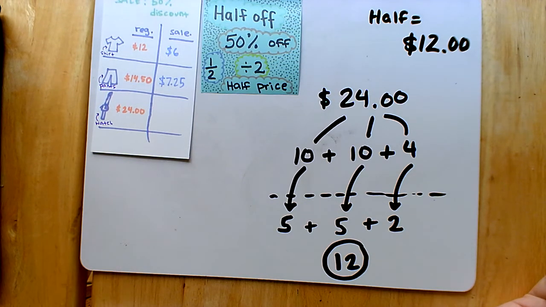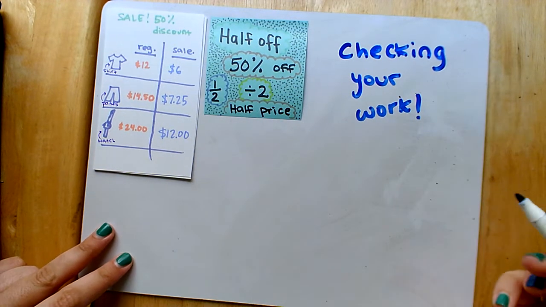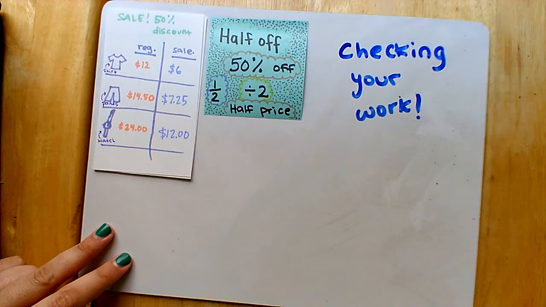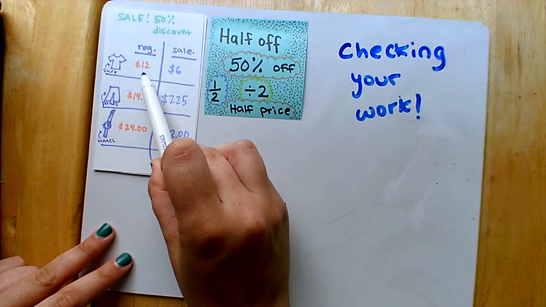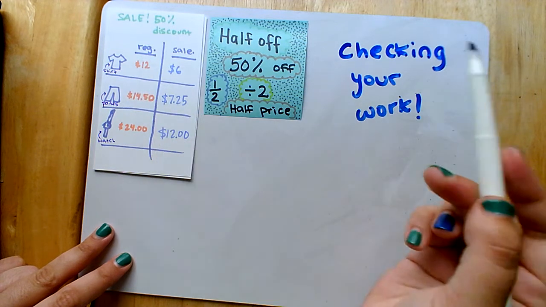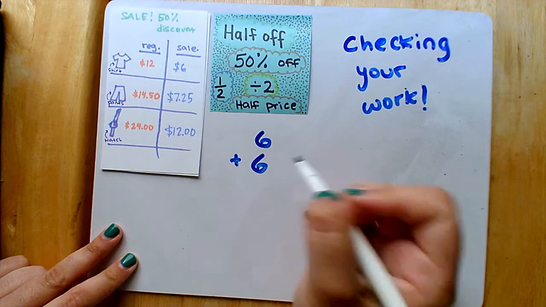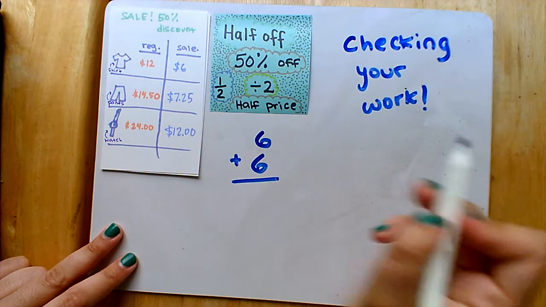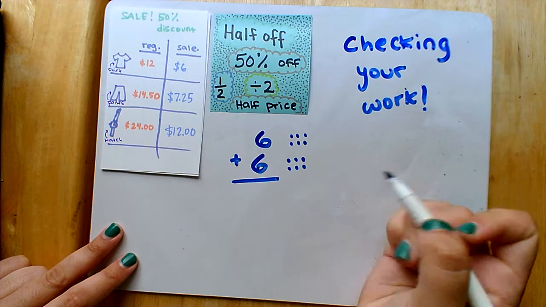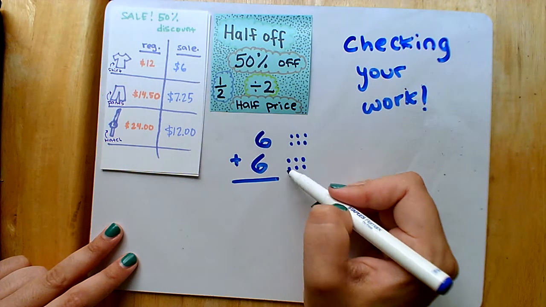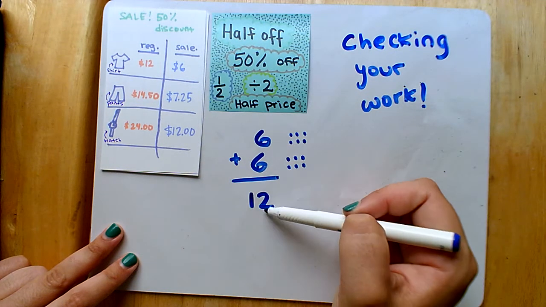Perfect. Now the last thing I'm going to show you in this video is an easy and important way to check your work when you found 50% discounts, when you found half, etc. We figured out that half of 12 was 6. How can I make sure? Well, if I take 2 halves and add them together, it should get me back to the whole. 6 plus 6. 7, 8, 9, 10, 11, 12. Yay! It's 12. If 6 plus 6 is 12, and that's the regular price, then I've done my math correctly.